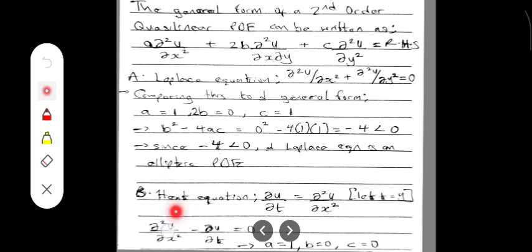So we can have del square u over del x square minus del u over del t equals 0. Now I will compare this to the general form of the second order quasi-linear PDE. We will observe that our coefficient a, which is this one, is equal to 1. Now for the second term in the general formula, it is missing here, so b is equal to 0. Even the third term is also missing here, so c is equal to 0.